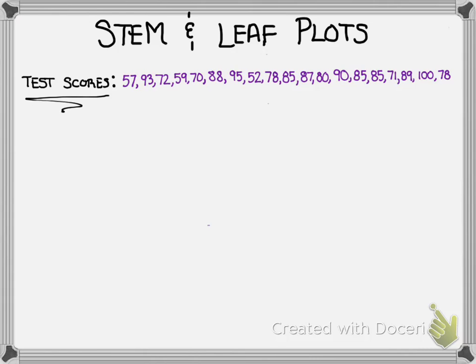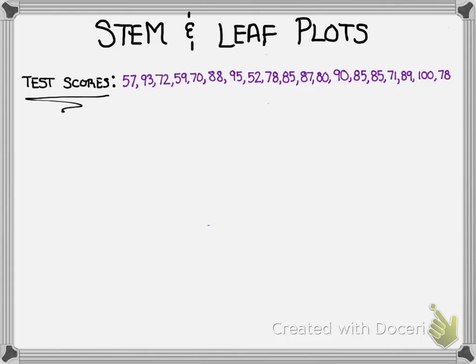number. So if we have a two-digit number, like 57, this is easy for us. The stem is the first digit, the 5, and the leaf is the last digit, the 7. If we have a three-digit number, like our 100 over here, it's a little bit harder to do. We always want to make sure that the leaf is just the last digit of the number, so it would be the 0. And then the stem wouldn't just be one digit anymore, it would be 2. It would be 1, 0. Let me show you with the example.